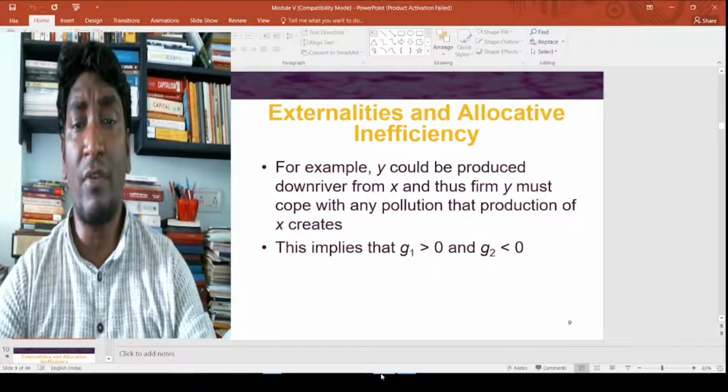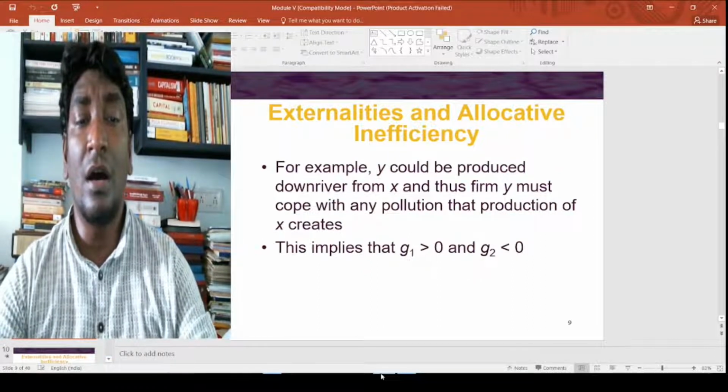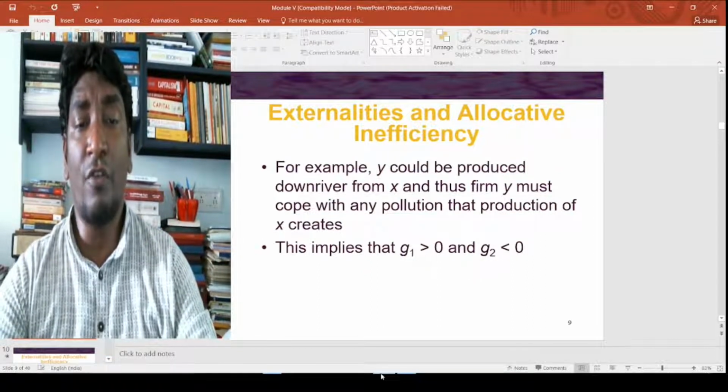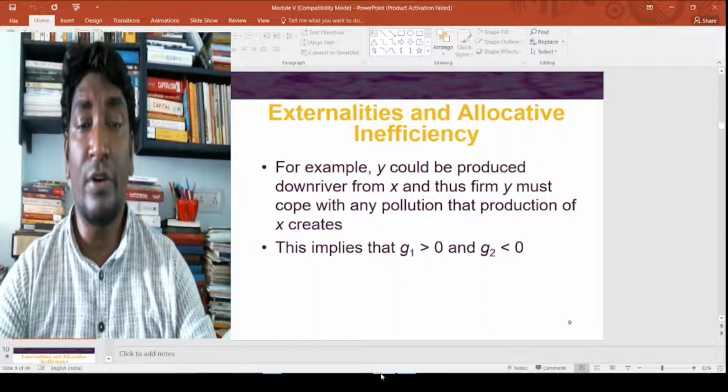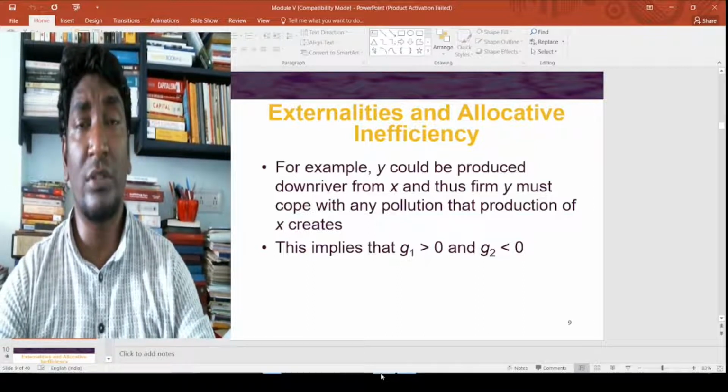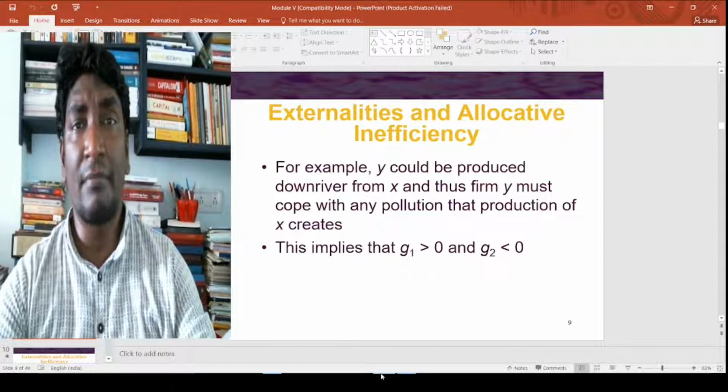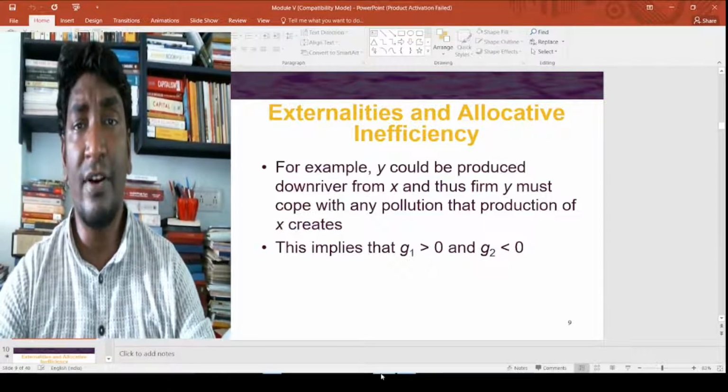So for example, Y could be produced downriver from X, and thus firm Y must cope with the pollution that the production of X creates. This is a very popular example, the upstream-downstream firms.